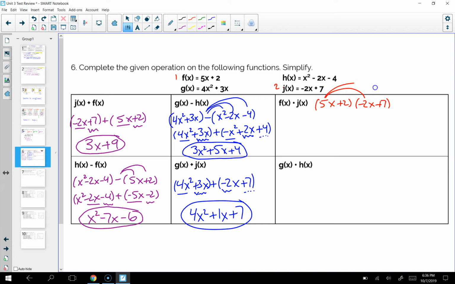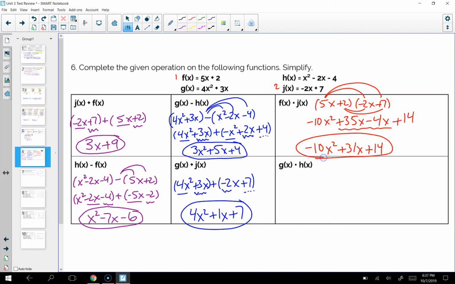So 5x gets multiplied to both of them. 5x times negative 2x gives you negative 10x squared. 5x times 7 gives you 35x. And then you do the same for 2. You do 2 times negative 2x and 2 times 7. 2 times negative 2 is negative 4x. 2 times 7 is 14. Combine these guys in the middle because they're like terms. So we have negative 10x squared. That gives me 31x and then plus 14 to be our final product for that multiplication.